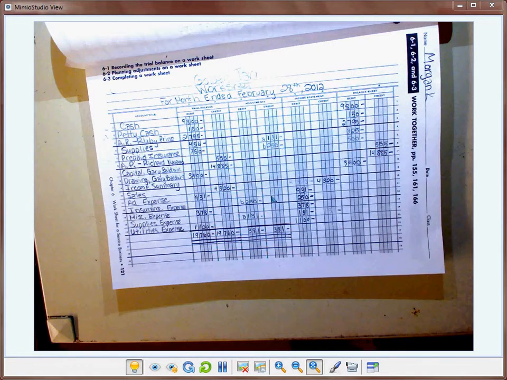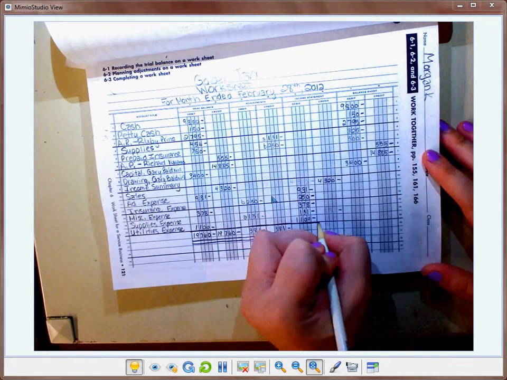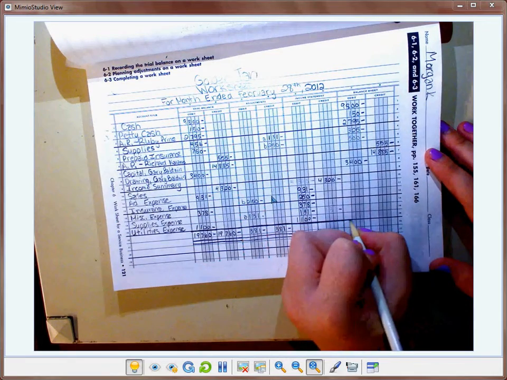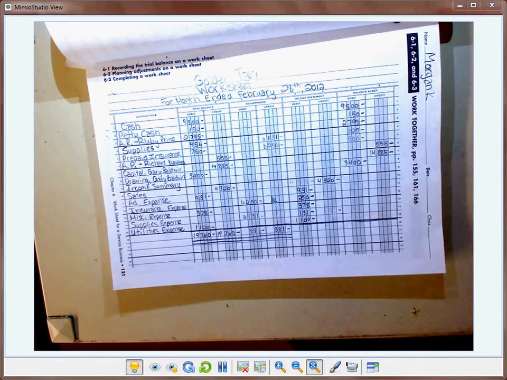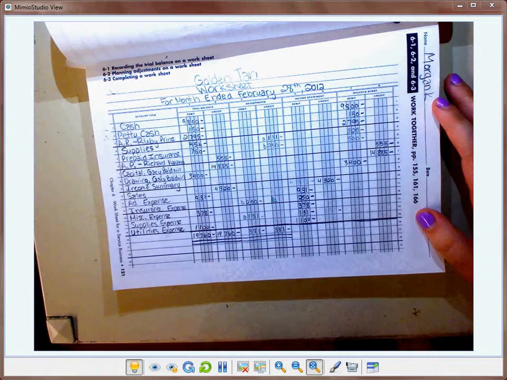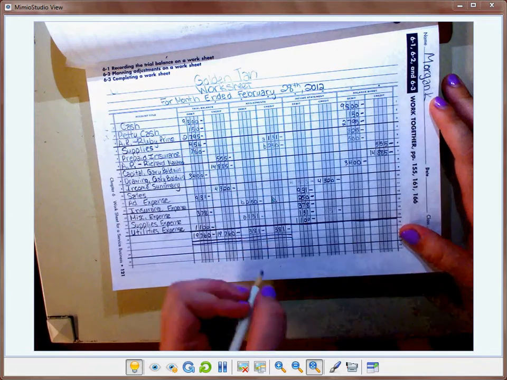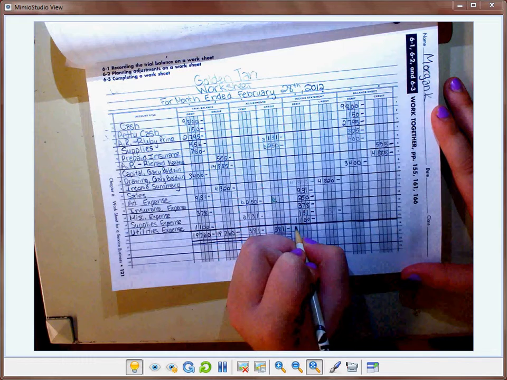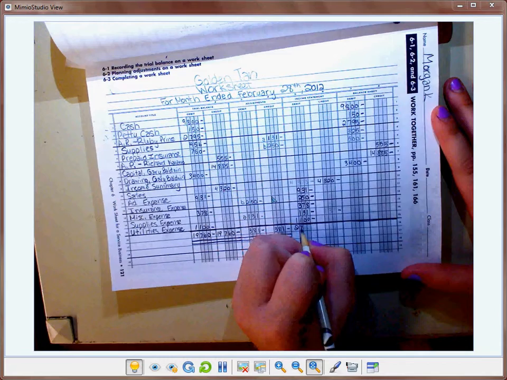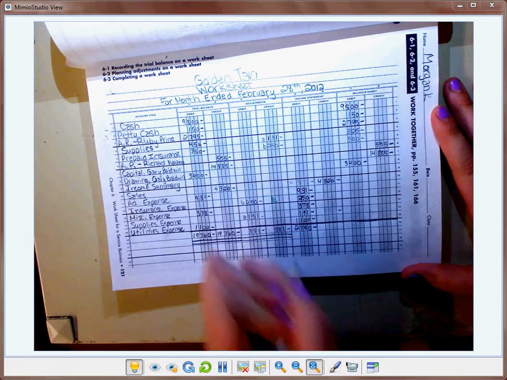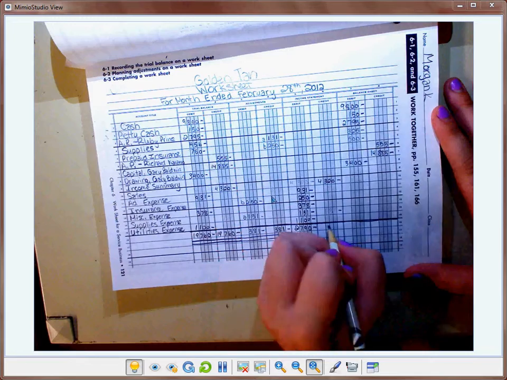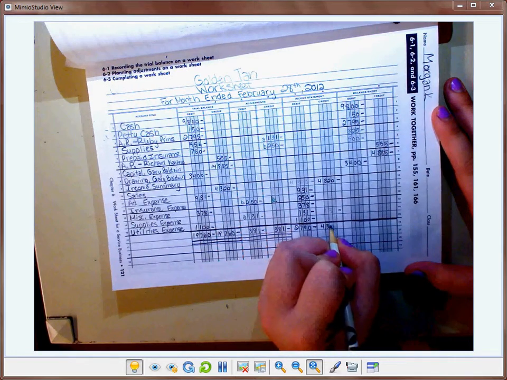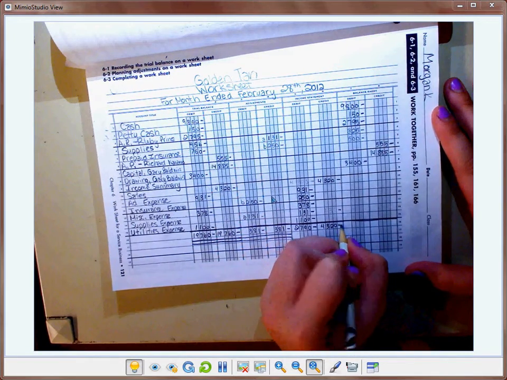Then go ahead and do a single rule across the rest of those columns. Okay, now listen, I'm going to tell you the totals. This is the one time when debits and credits are not going to equal each other. Don't let this confuse you. So our income statement debit is $2,790. Income statement credit is $4,320.